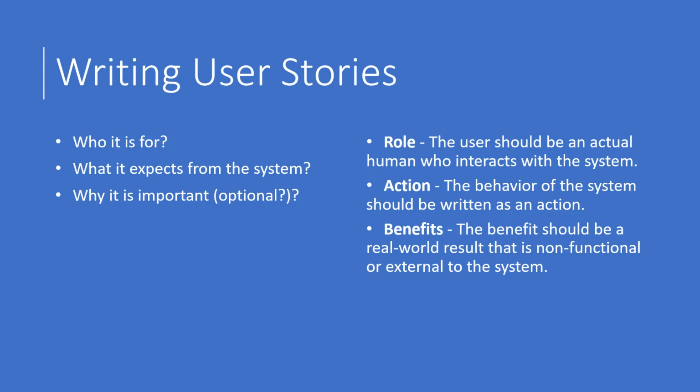From a benefits perspective, the outcome or the value of this particular feature should be a real-world result that's not functional or external to the system. So, in other words, we're not looking for user stories that give us technical requirements, like "I want to be able to add something to my shopping cart and check out within 4 seconds." That's not a great user story.